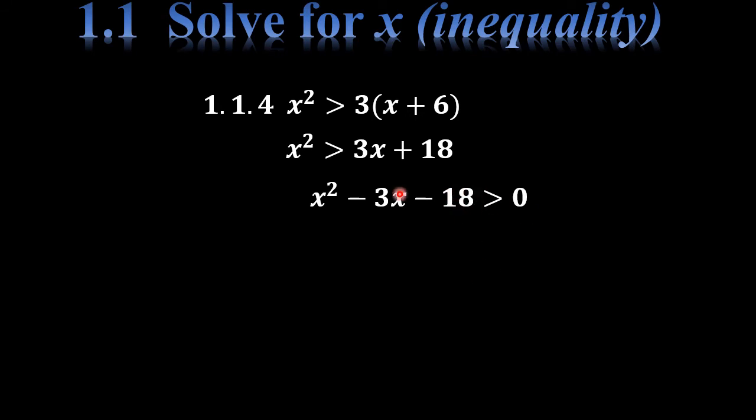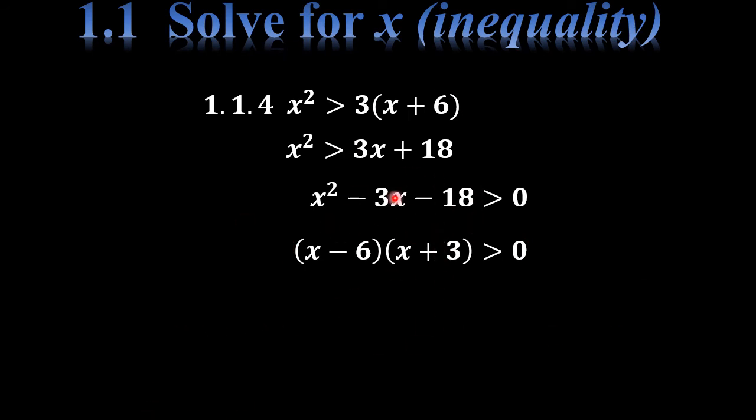Now we must factorize. We need factors of minus 18 which, when we add them, give us minus 3, but when we multiply them, give us minus 18. I hope you know how to factorize. I'll also do a video on factorization. Now it means your factors will be x minus 6 into x plus 3 is greater than 0. Now we are still using the principle of equation, but this is not an equation.